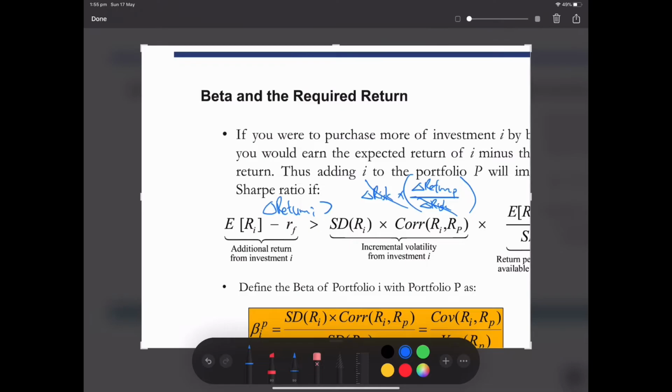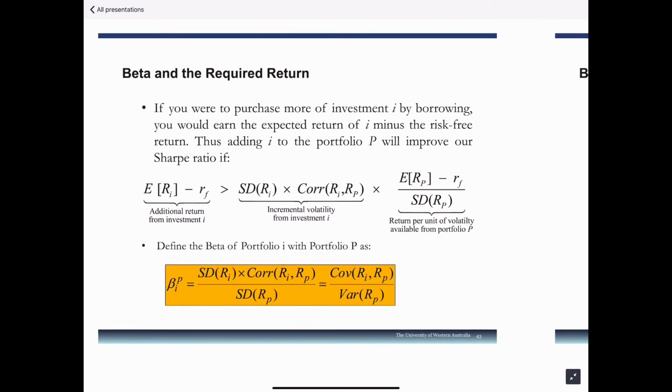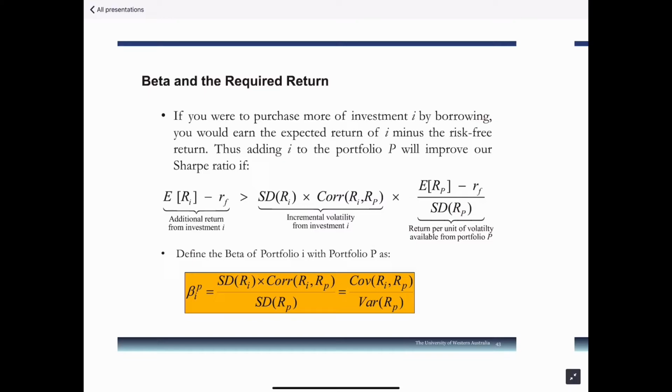Even if you don't know how that's derived, it's very important for you to understand conceptually that what I was doing over here is that I would only invest in a new investment I if I can get a higher return per risk.